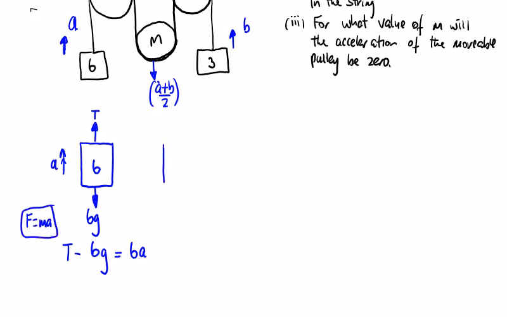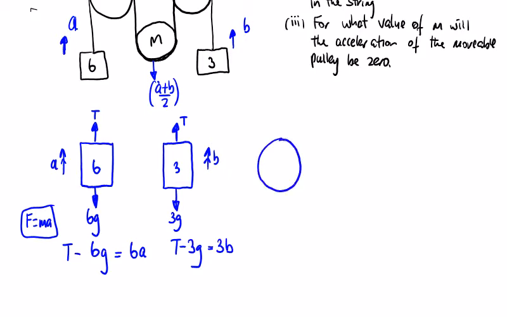For my 3, I have B going in this way. I have 3g coming down. And I have T also going up. So in this case, I have T minus 3g is equal to 3B.